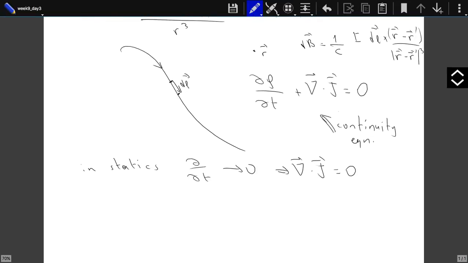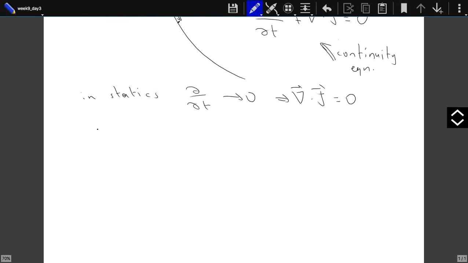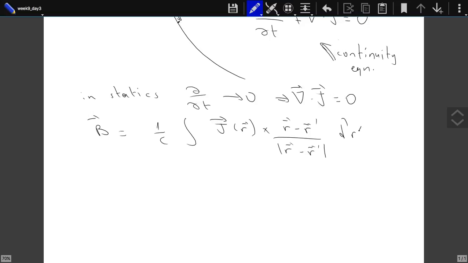And just summing over all these wires, we could write the total magnetic induction as 1 over C times the current density at a given point cross R minus R prime divided by the cube of the magnitude of R minus R prime, integrated over all possible values of R prime. This is, if we have a current density, the total magnetic induction.